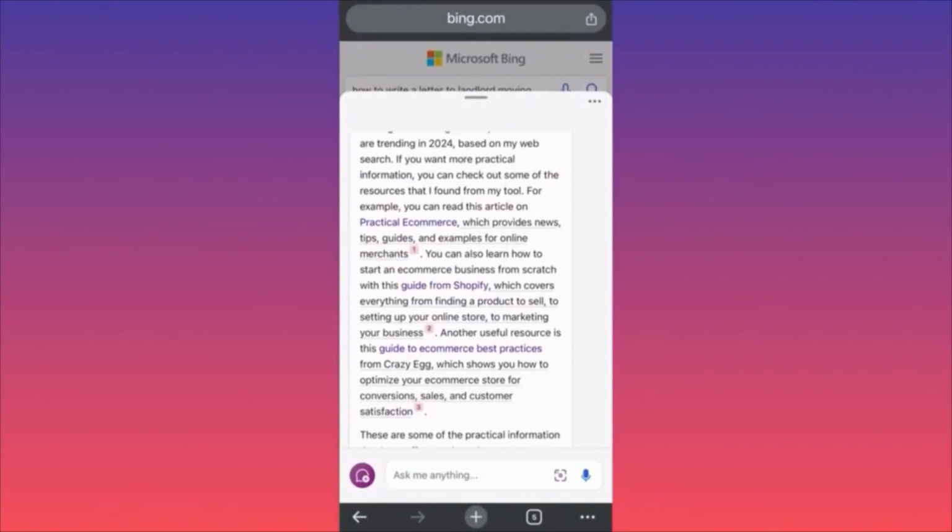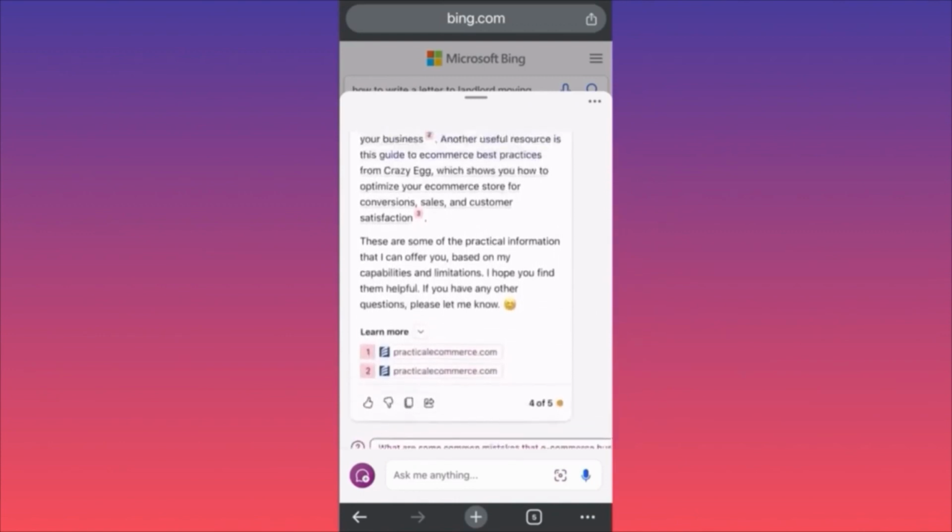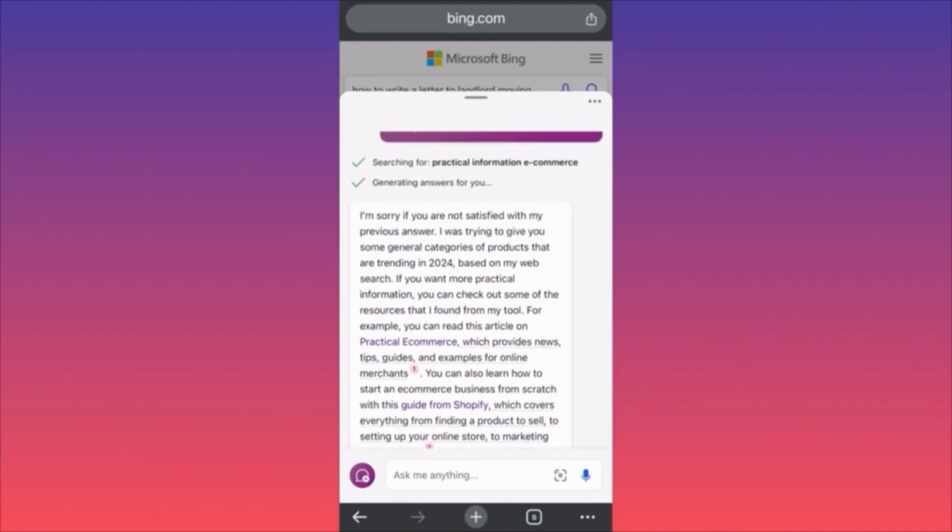Also, they gave us how to start a business from scratch, a guide from Shopify, and another useful resource, a guide from Crazy Egg. So guys, I cannot recommend using Copilot for starting a business or any real-life advice, real-life navigation, or tutorials on how to do something. Obviously, so far I can tell you that Bard AI is the winner. It beat ChatGPT. ChatGPT has outdated information and very confusing, generic propositions and answers.